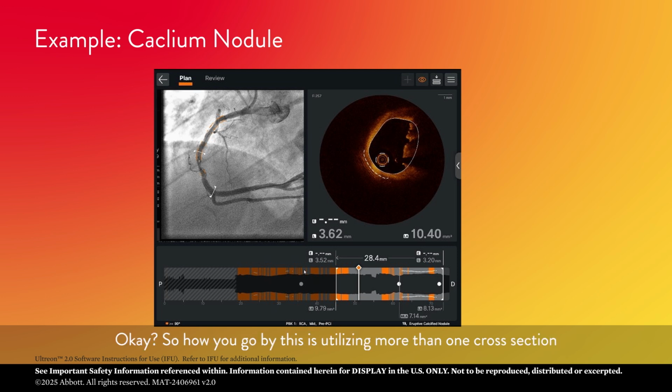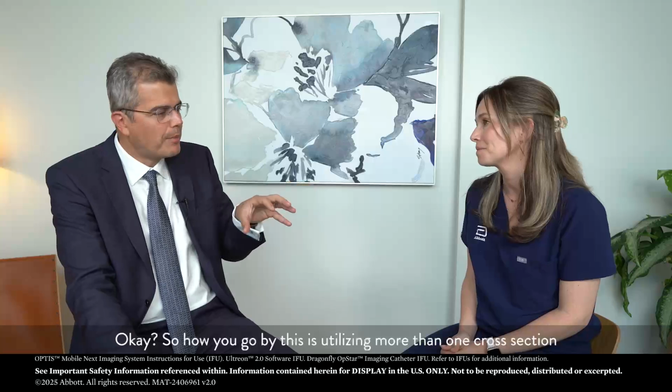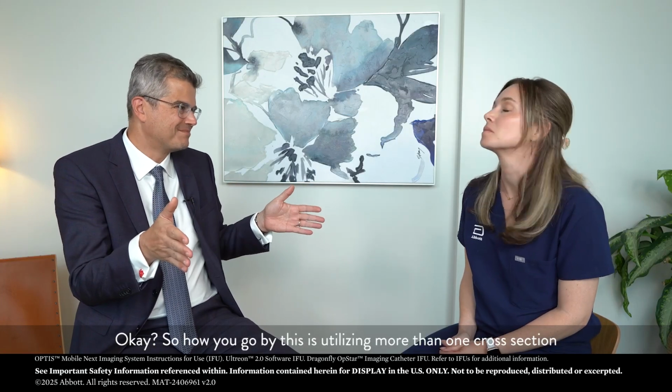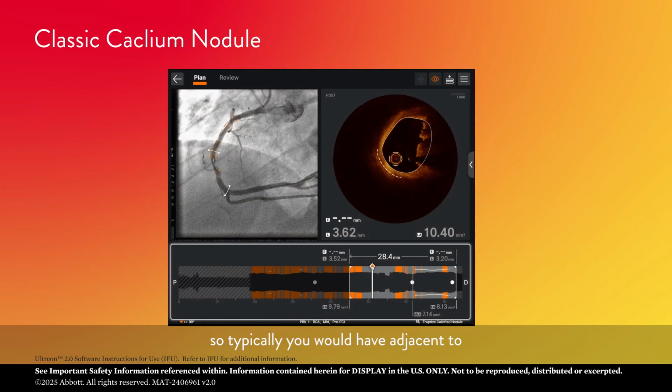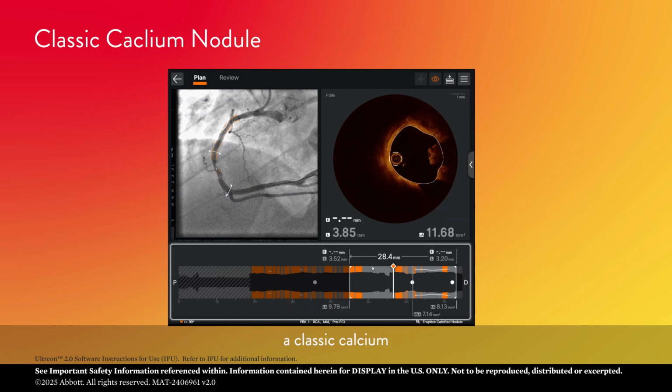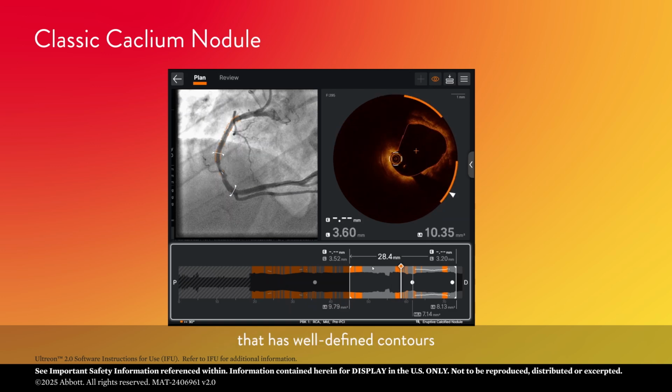Okay, so how you go by this is utilizing more than one cross-section. So typically you would have adjacent to that nodule of calcium protruding to the lumen, a classic calcium that has well-defined contours and good tissue penetration.